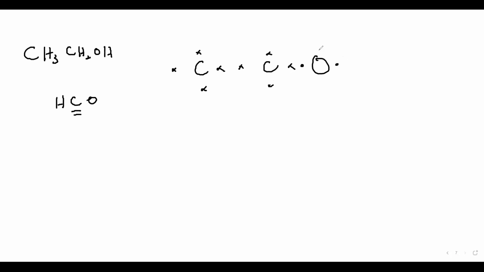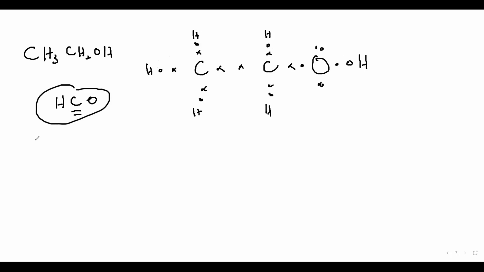Oxygen belongs to group 6, so it will share 2 electrons, and hydrogen has only 1 electron. Here we'll have hydrogen, hydrogen, hydrogen. So we have to predict the bond angle or the geometry for HCOH. You can take this HCOH, or you can take up one. Which is the central atom? Carbon is the central atom.